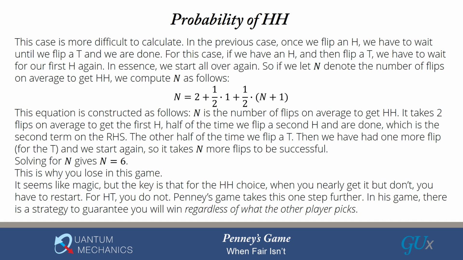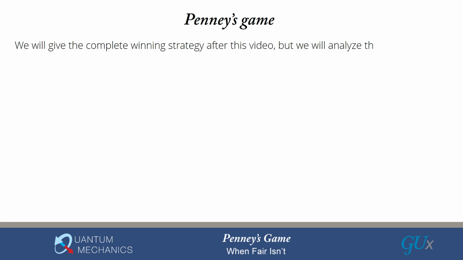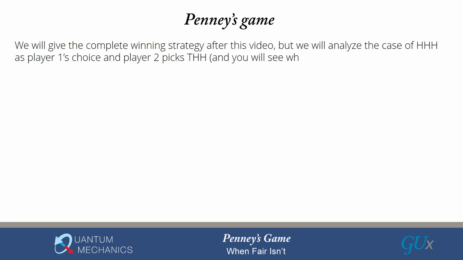But it turns out when you go to a pattern of 3 in a row, there's a strategy that allows you to always pick a winner. Okay, so let's take a look at Penney's game. We're going to give that complete winning strategy for you on the web page after the video. What I'm going to do here now is evaluate the case if player 1 chose heads-heads-heads, which is a particularly poor choice to make. And then the optimal choice for player 2 is tails-heads-heads, and you'll see why that's the optimal choice in just a moment.